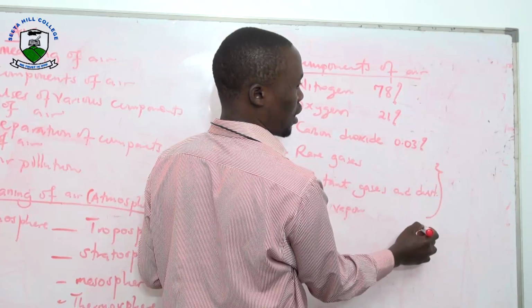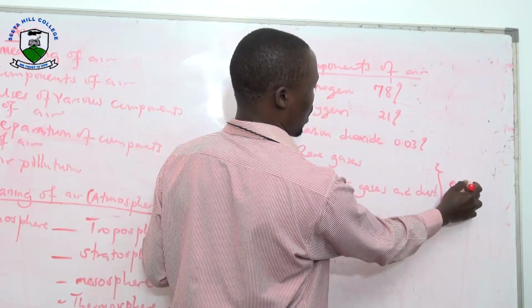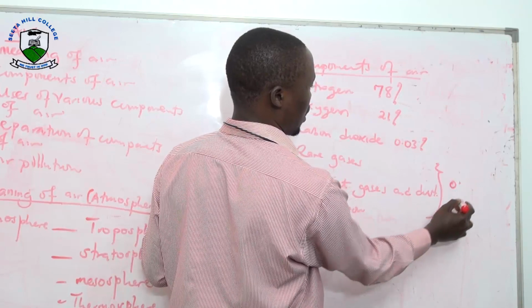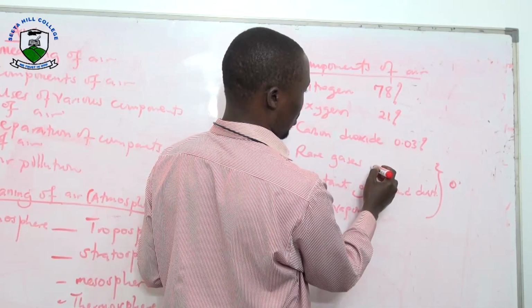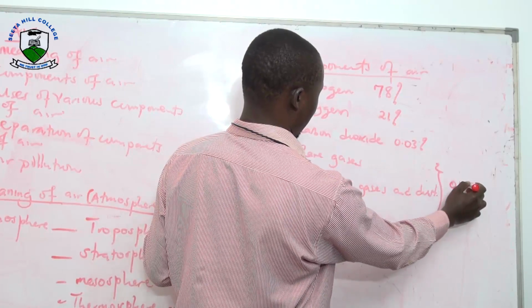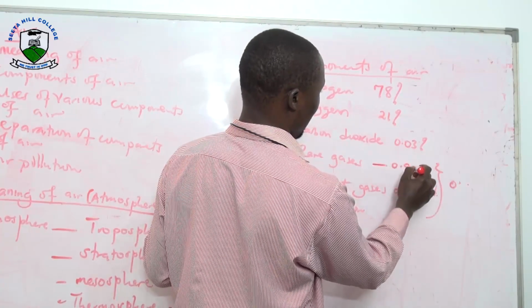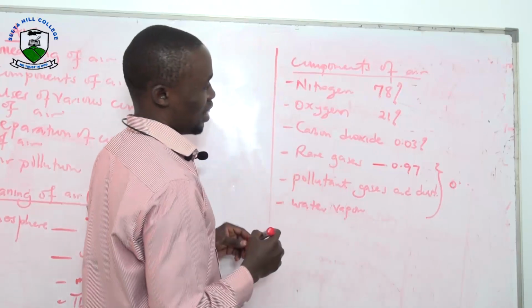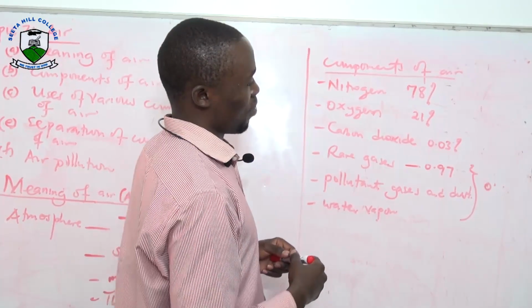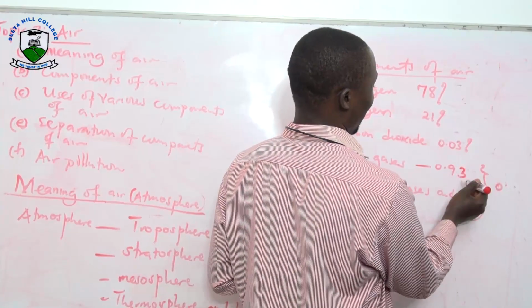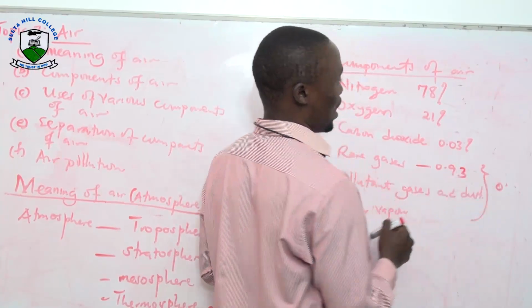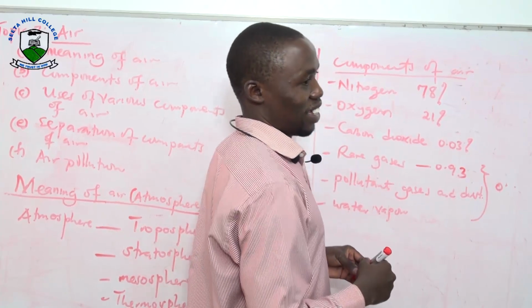0.03%. Then? The balance is 0. There is also a gas there, 0.97. No, rare gases. Does it leave any value or does it finish everything? Are you sure? Yeah. If it's 97 here, it finishes all.